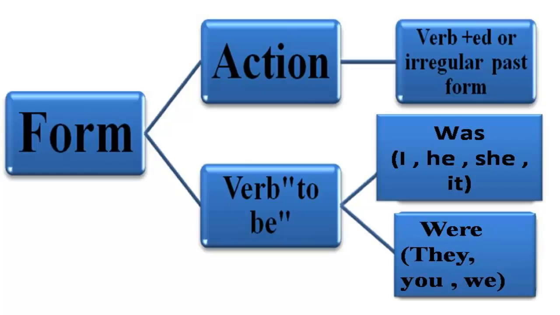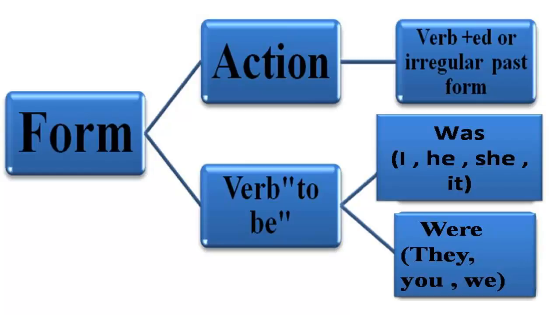Now the form of simple past. If we are talking about action verbs, we have two forms for the action verbs in simple past tense. Regular and irregular. Regular verbs end with ed. Irregular verbs, we're going to learn their forms later.